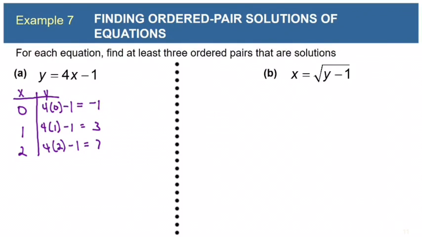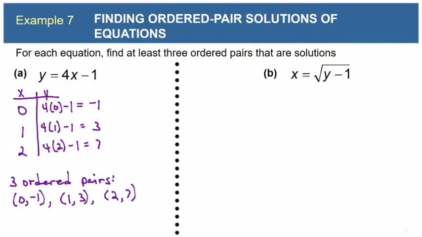Now, our ordered pairs that we found are (0, -1), (1, 3), and (2, 7). And now remember where these x values came from? We made these up ourselves. We get to choose the x values. Now let's try part B.